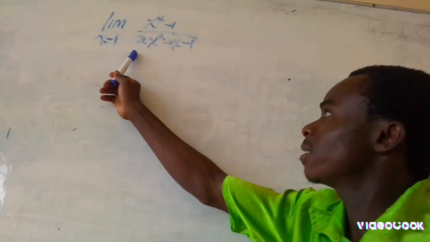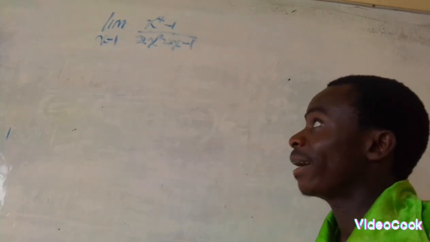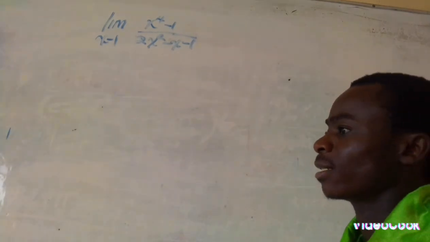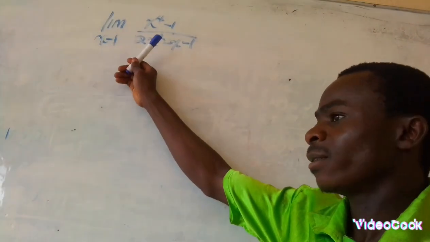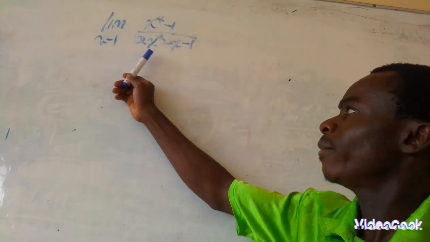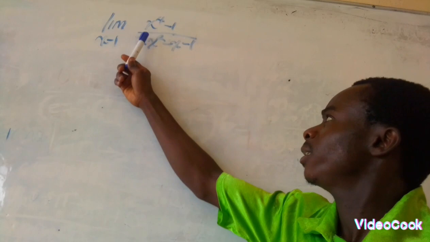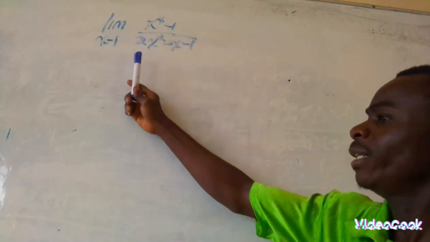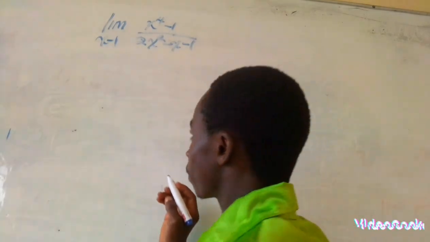Here comes the question. First of all, you check whether this limit does exist or does not exist. How do we check this? We check this by plugging in a value of x. As x approaches 1, that means we're going to plug in 1 wherever we see x's. Let's proceed.